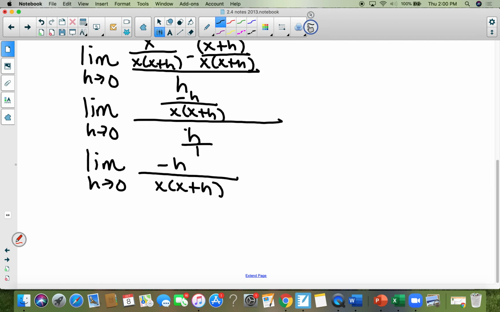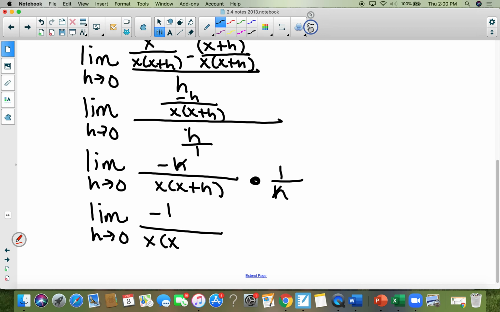This is really h over 1, right? Change the division sign to multiplication and flip it to 1 over h, which is the limit as h approaches 0. The h in the numerator and the h in the denominator cancel each other out. You're left with a negative 1 over x plus h.